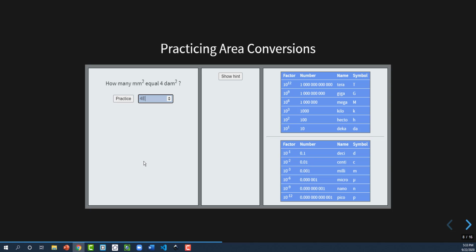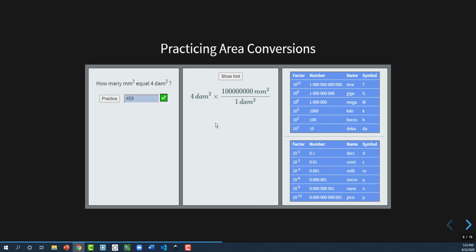So I have to square that, though. I have to say it's 10 to the 4th times 10 to the 4th, which is 10 to the 8th millimeter squares in a decameter square. And we'll check to see if that's right. They give us a green check. Looks pretty good. If this is too abstract, click on the hint and just do it every time until you get used to it. Does this look right to you?